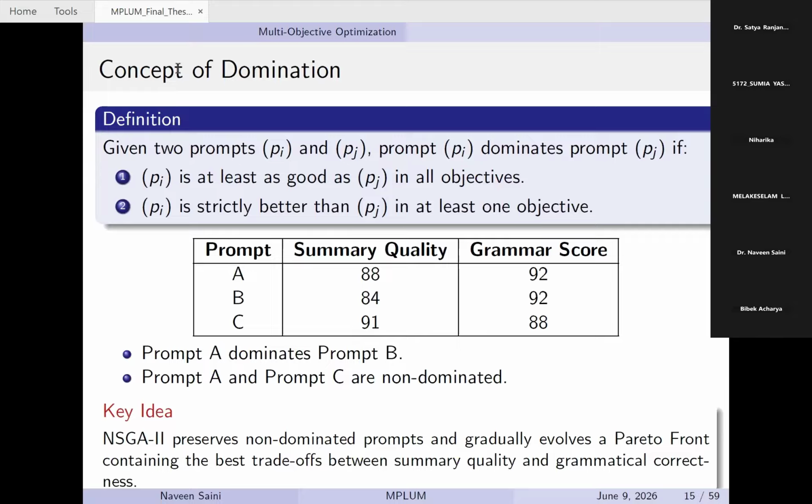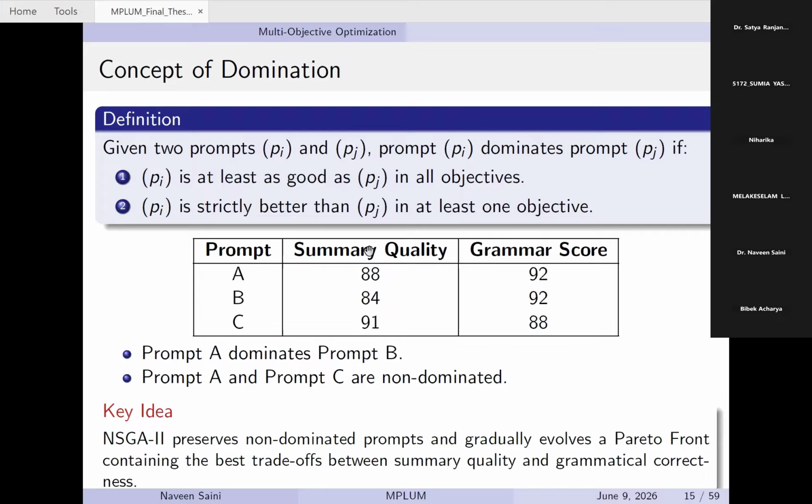Now there is one more concept, the concept of domination. Let us assume two prompts Pi and Pj. Prompt Pi dominates prompt Pj when Pi is at least as good as Pj in all objectives, and Pi is strictly better than Pj in at least one objective. So there are two conditions. Let us understand this using an example.